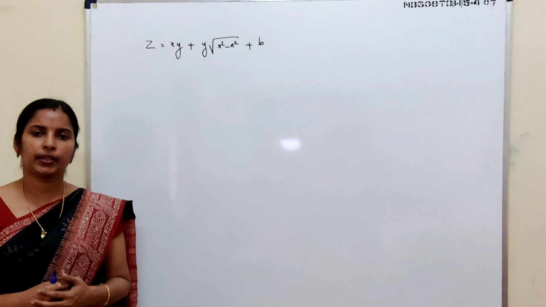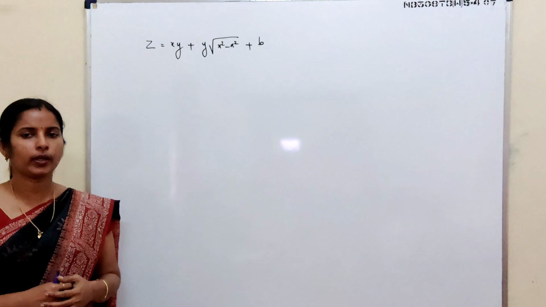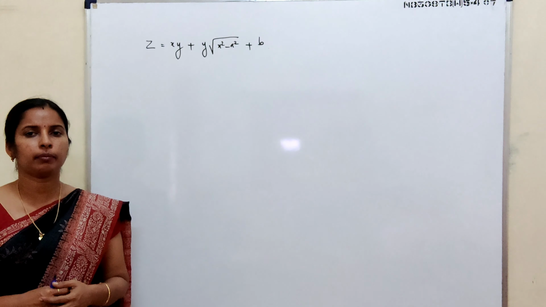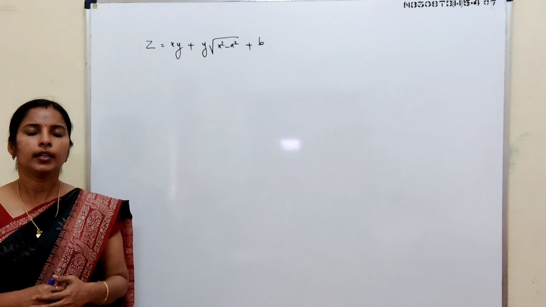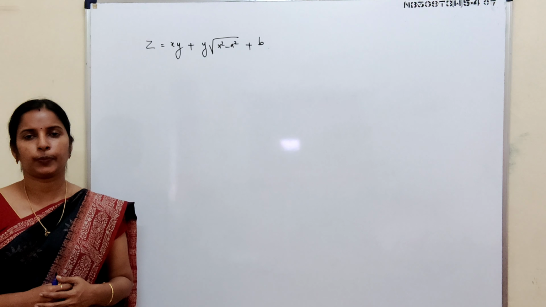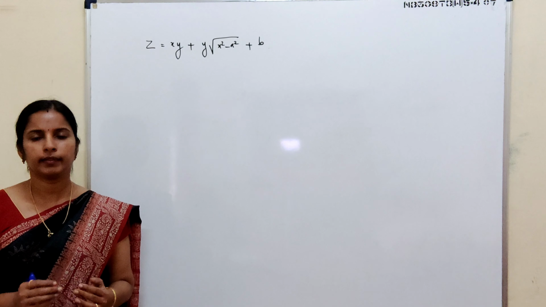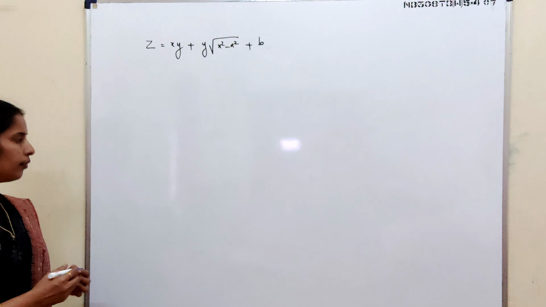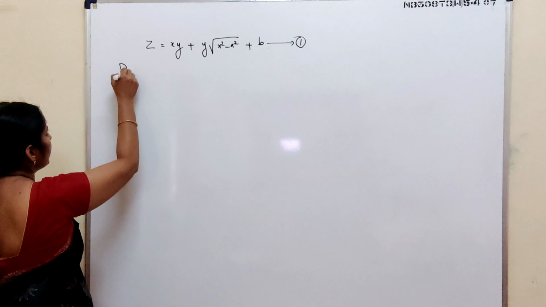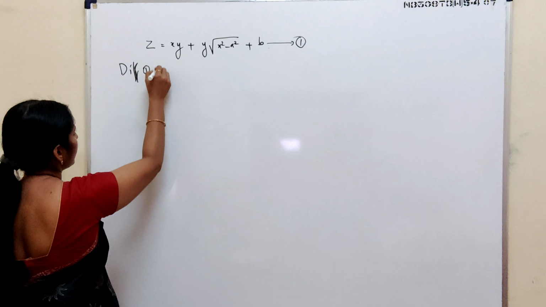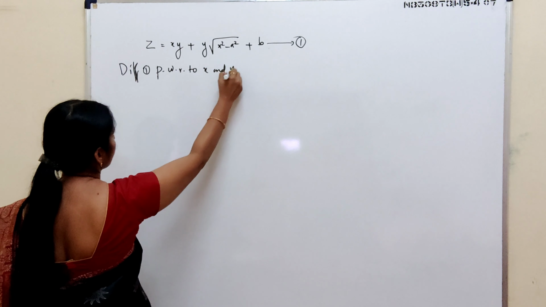Here we have to make a partial differential equation from z equal to xy plus y into root x square minus a square plus b. Here the arbitrary constants are a and b. You differentiate partially with respect to x and y. Then you try to eliminate a and b. See, this is the method. For that, let it be equation number 1. You differentiate 1 partially with respect to x and y respectively.